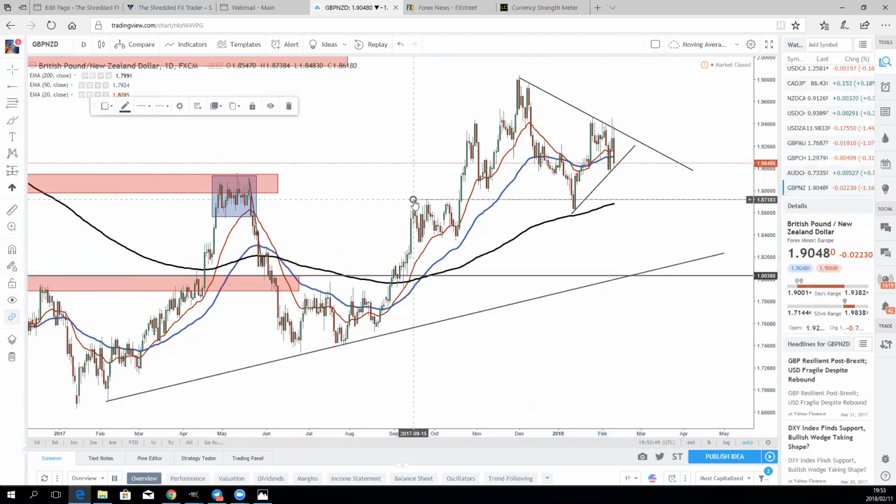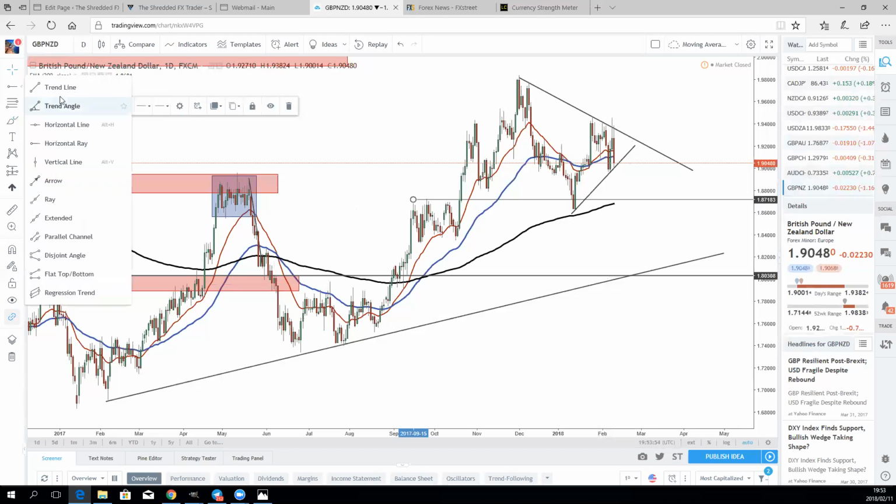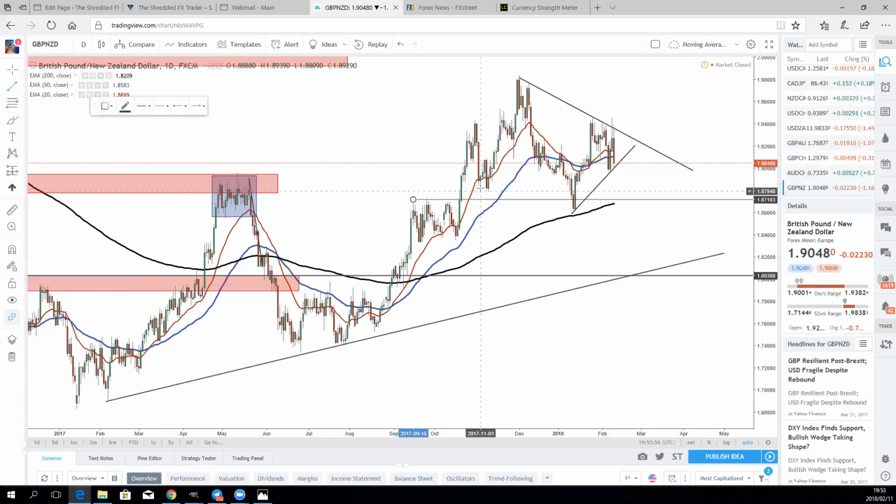We have first obstacle, test there, bounce off, come back. You see we're doing a nice flag to go further to the upside.